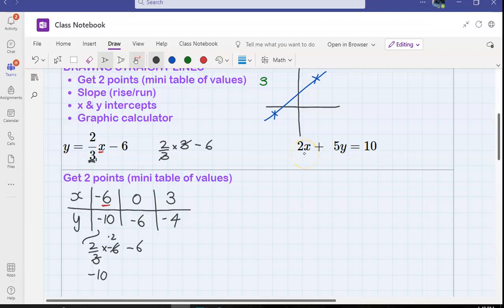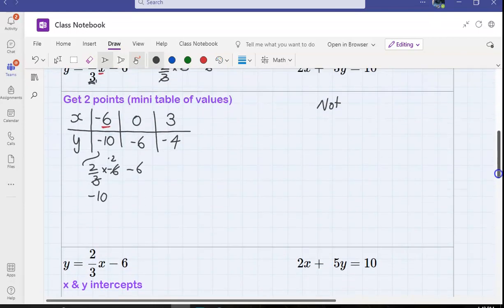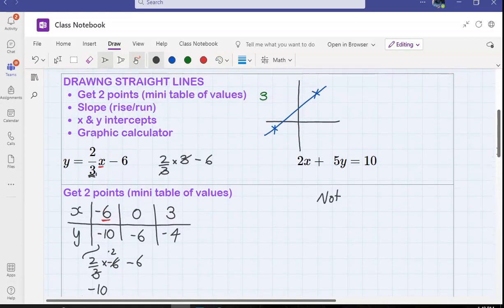If we tried to do a table of values for that one, who goes, yay? No, because it would be a nightmare, wouldn't it? Choose your x values, you'd have to rearrange. So not wise and not preferable if it's in the general form. We happy with that? I'm going to show you in a minute how this can also come up on your calculator. But is everyone happy you can just get 2 points, slap in your values, and away you go?